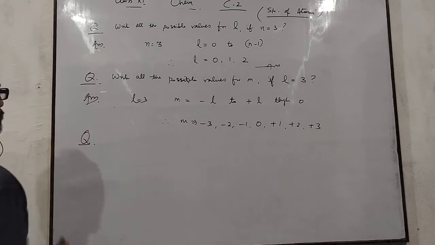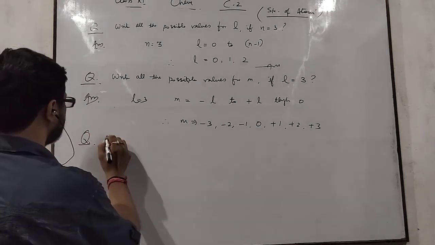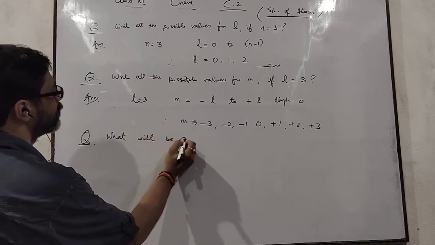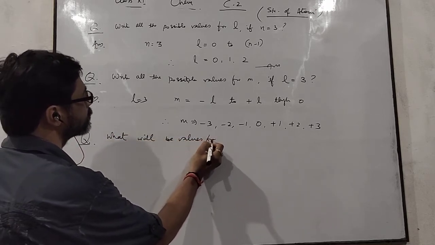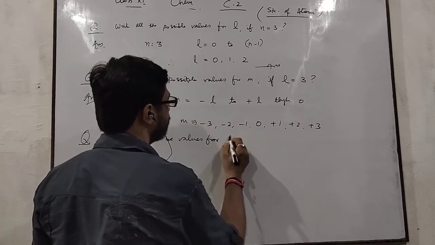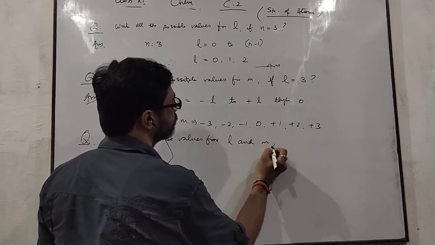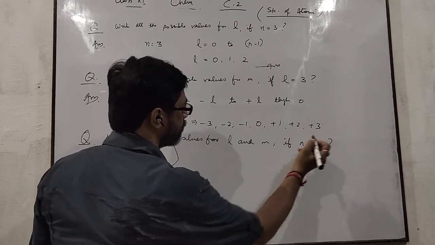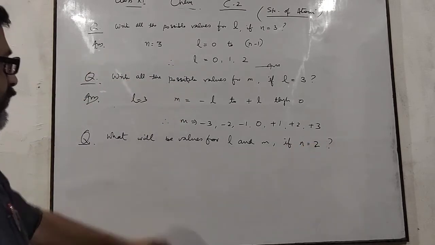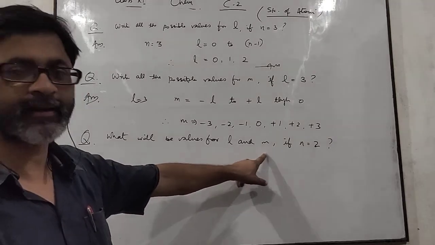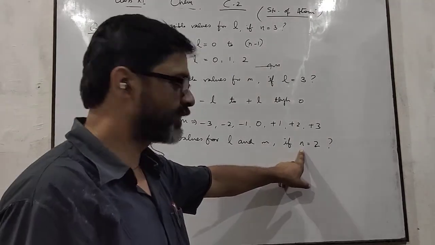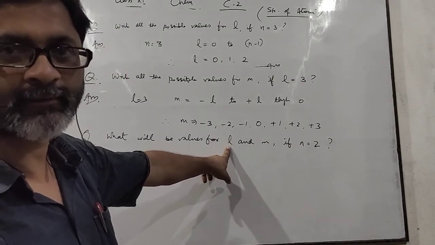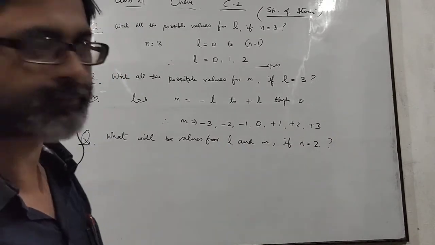Next, third question. What will be the values for l and m if n equals 2? If n equals 2, what will be the possible values for l and m? What is n? n is the principal quantum number, l is the azimuthal quantum number, m is the magnetic quantum number.